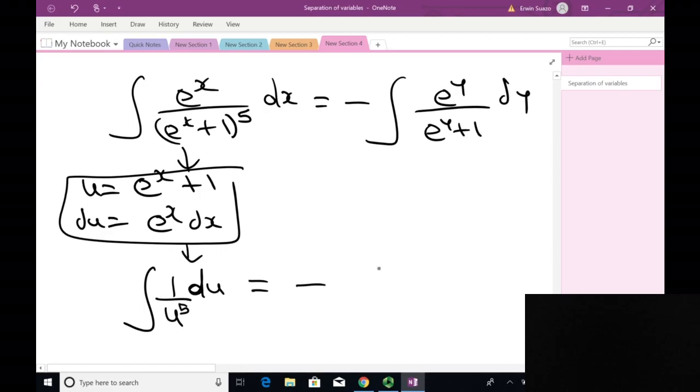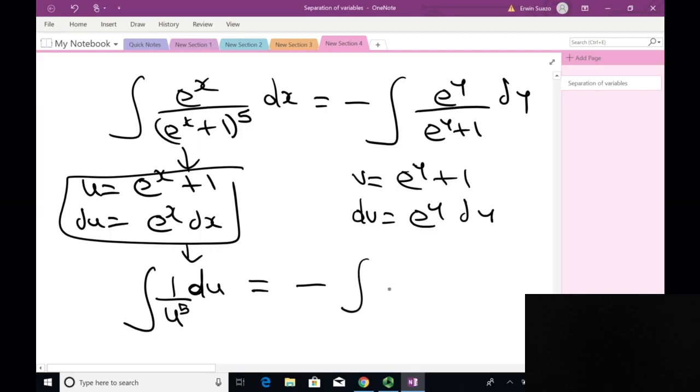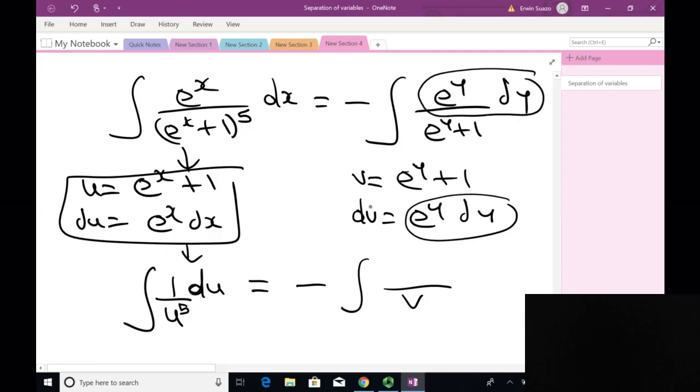Equals minus, and then here we do the same, right? So let's call it v. So this is e^y + 1. So dv is e^y dy. So we got v, and then e^y dy, that is this one, is just dv, right? So this is just dv.